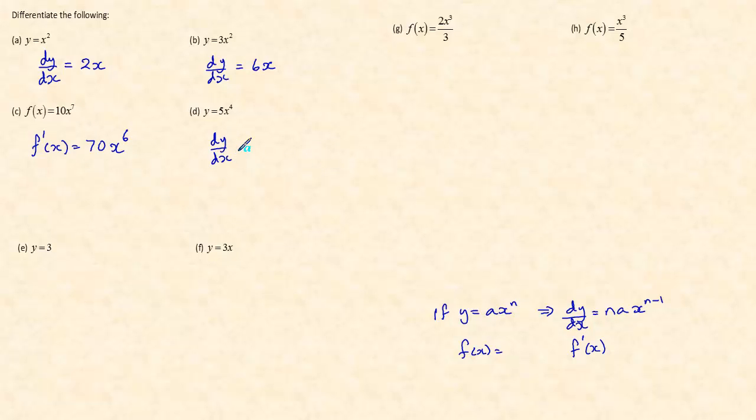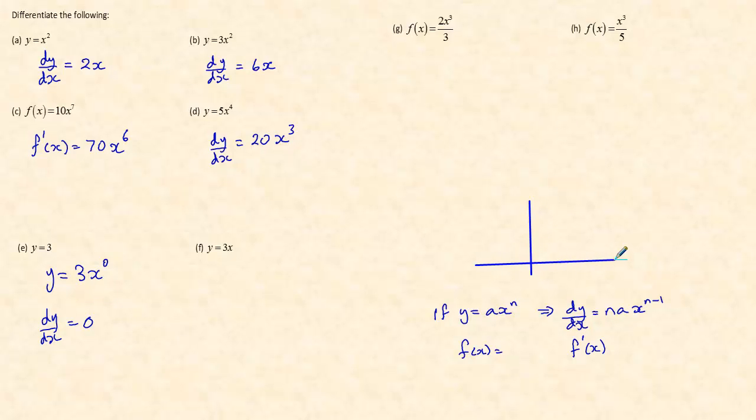Here we have dy dx is equal to 4 times 5 is 20, and reduce the power from 4 to 3. Now consider y is 3. Remember, that's the same as having 3x to the 0, because of course x to the 0 is 1. So when we differentiate, the 0 drops down in front and multiplies, and it doesn't matter what it multiplies because 0 times anything is just 0.